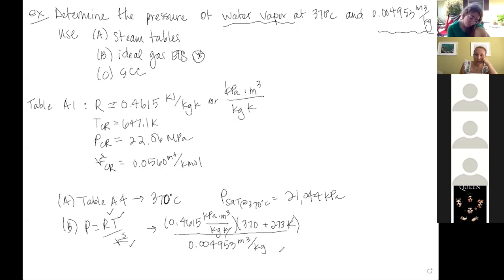So we're going to have these Kelvins cancel, our cubic meters cancel, and our kilograms cancel. We're left with kilopascal. That's a pressure unit. That makes sense. If we do this out, I get 59,912.1 kilopascal. Which is very unlikely and very different from the table, which is saying that this is not behaving as an ideal gas. It's not a good approximation for these types of problems.